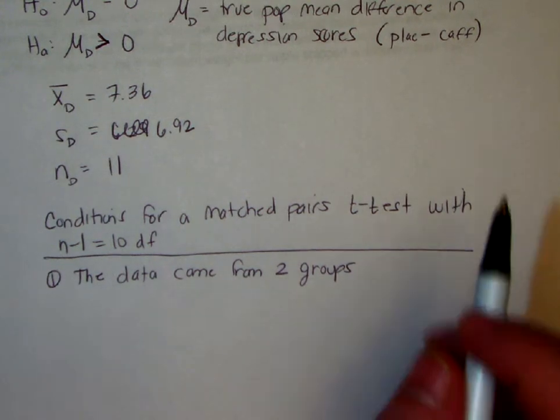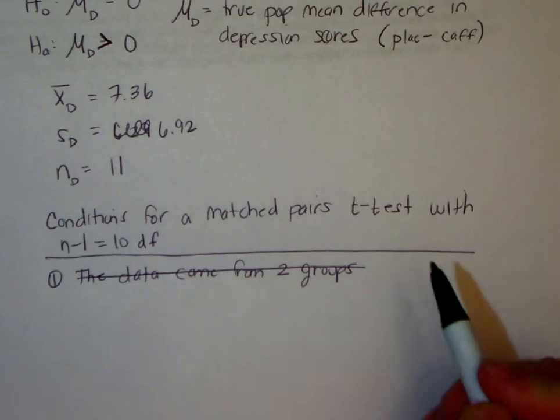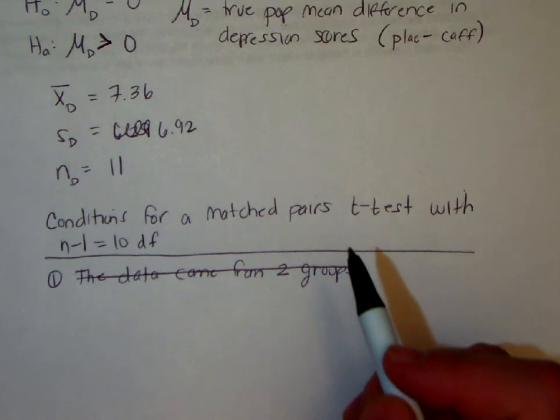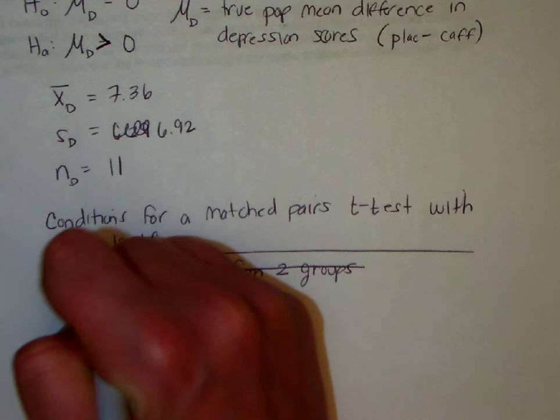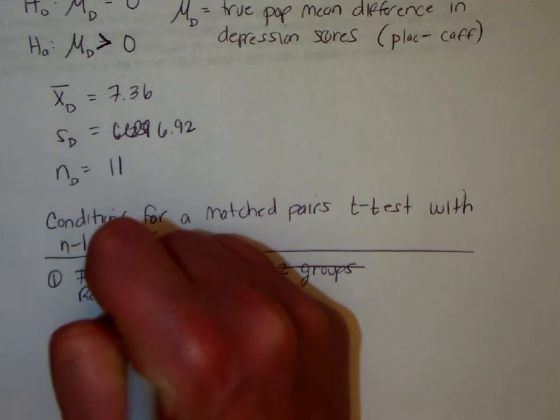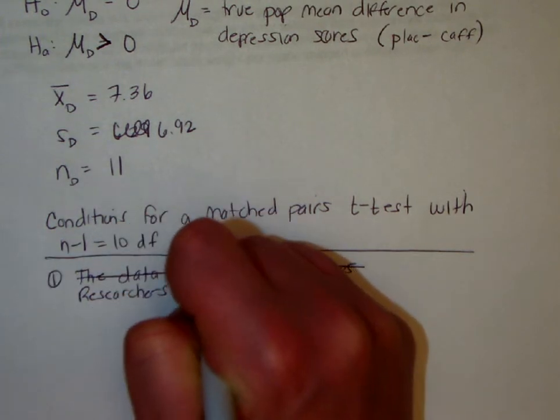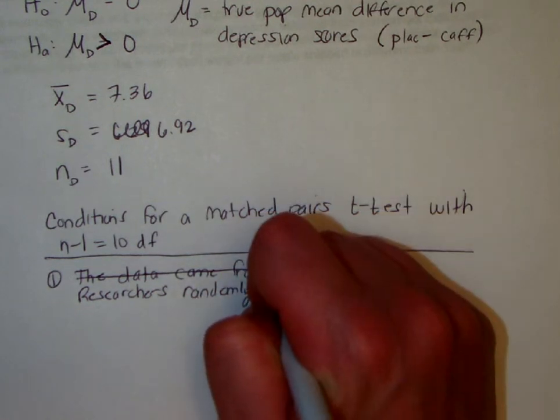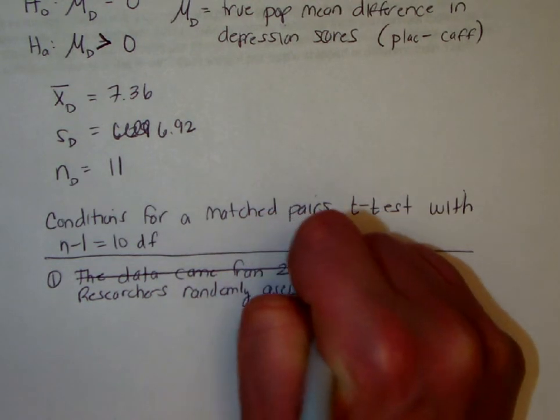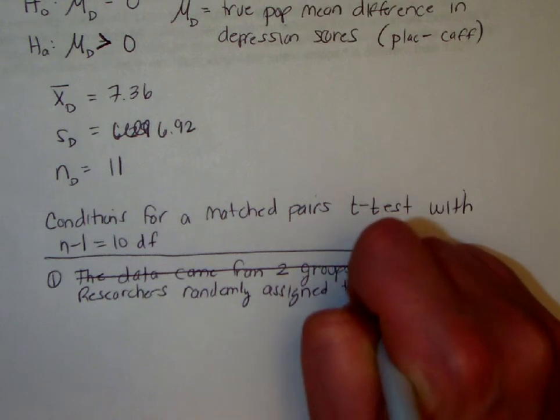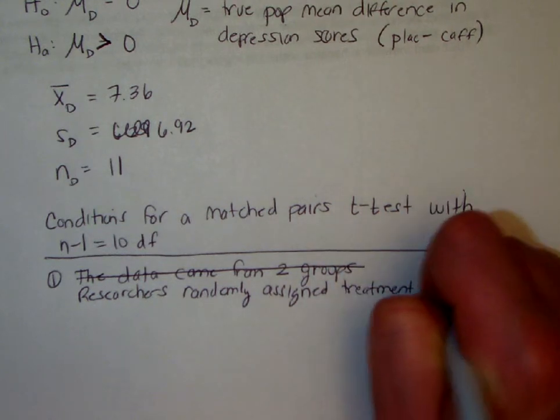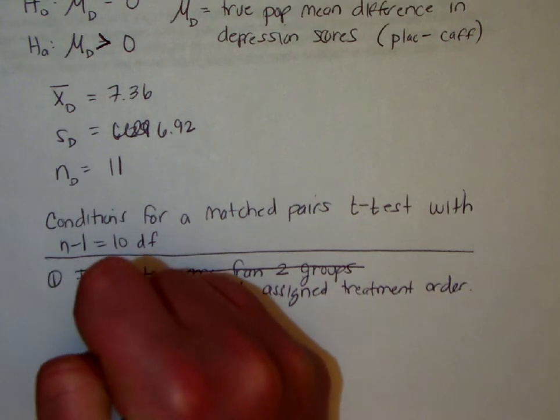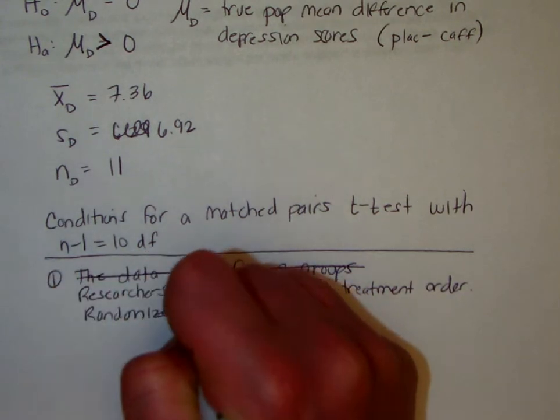It's not two groups. Sorry, let me change this to, let's write researchers randomly assigned treatment order. Okay, state that it's a randomized experiment.